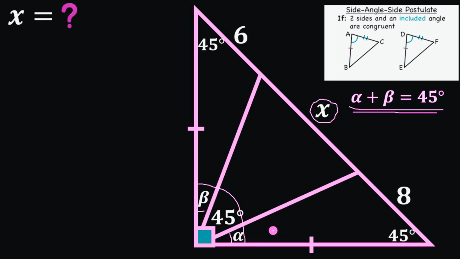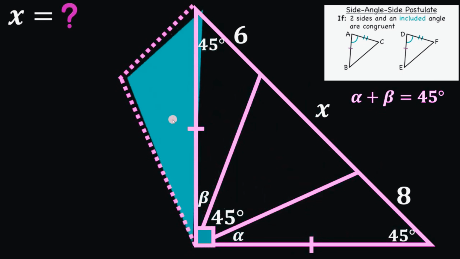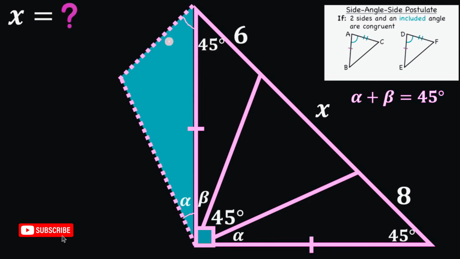Now, let's focus on this triangle in the bottom part. What I'd like to do is to flip this triangle to this point like this, in such a way that this angle right over here is the alpha. This angle is 45 degrees, and this side is 8 units. And also, these two segments are congruent, right?